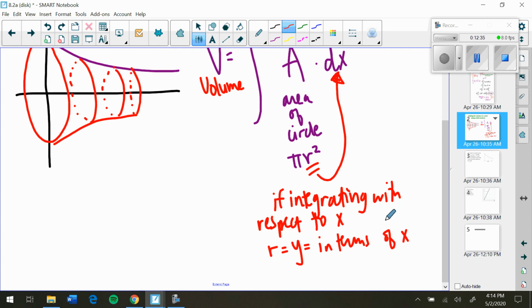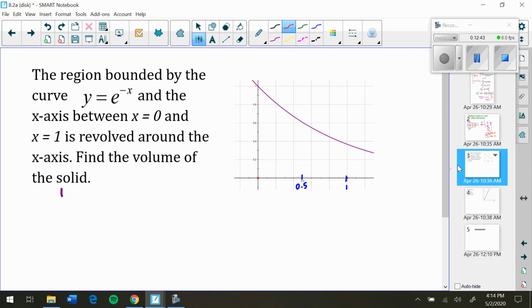You'll see this more in the examples we do, so I think that's probably enough for right now. Let's do another problem though. Here's what we got. The region bounded by the curve y is equal to e to the negative x, and the x-axis between x equals 0 and x equals 1 is revolved around the x-axis. Find the volume of the solid.